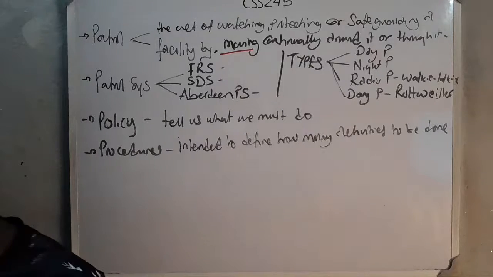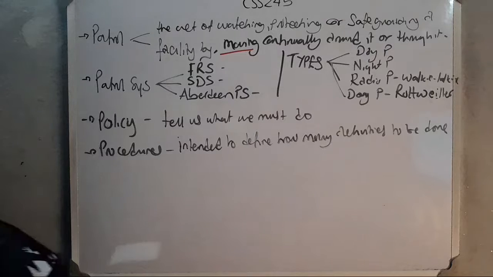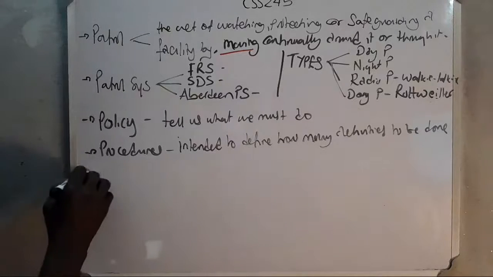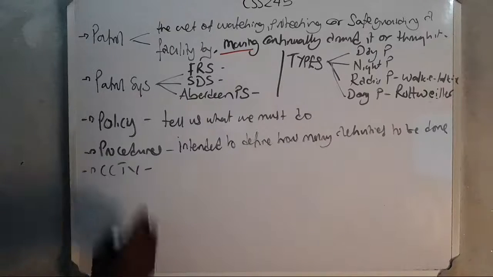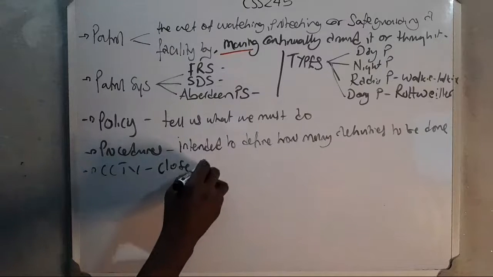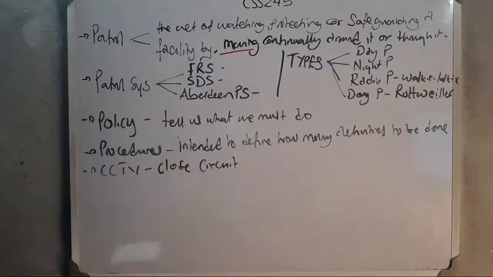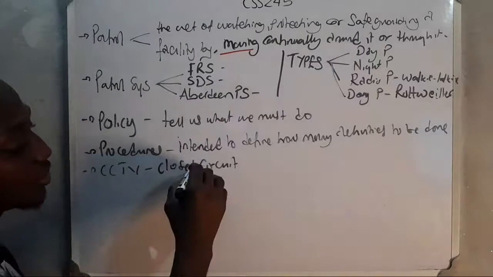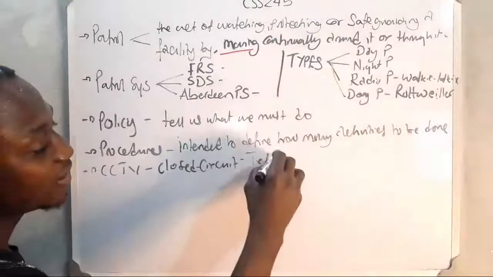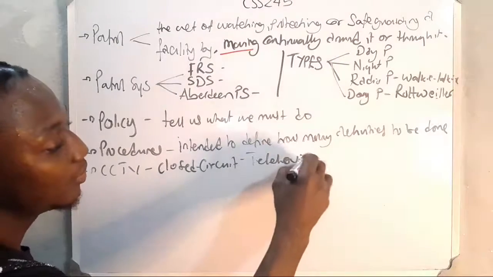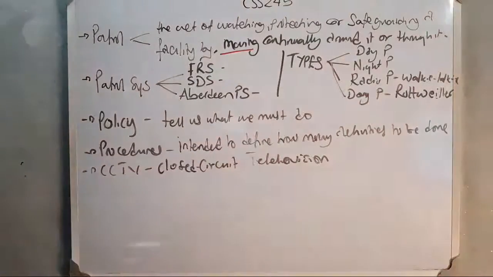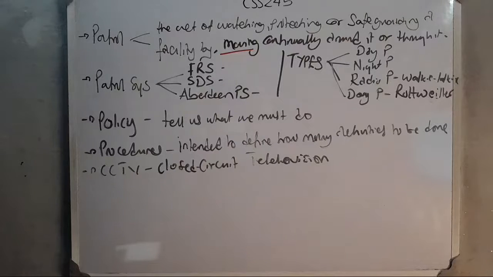In modern applications, security hardware is often combined with electronics such as the CCTV camera. And the full meaning of CCTV is closed circuit television. Closed circuit television. So we have that as that.